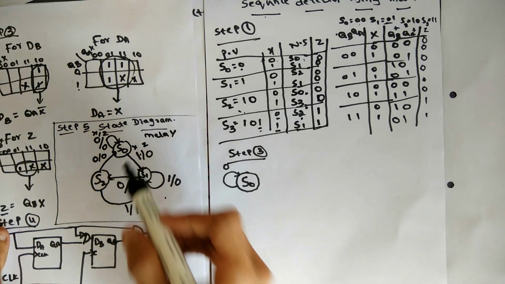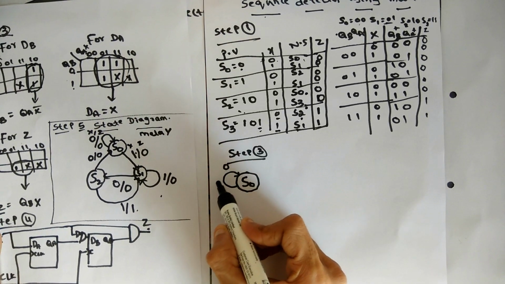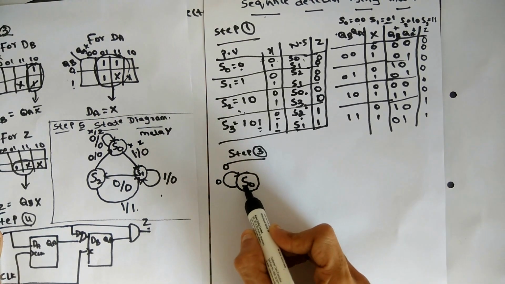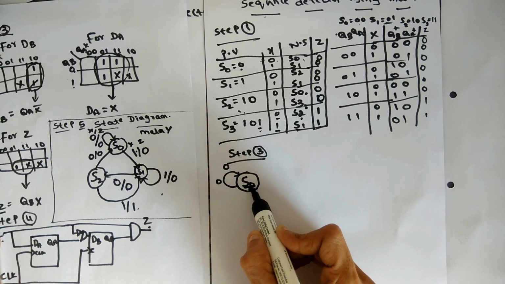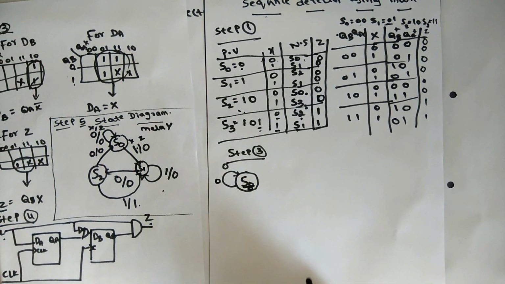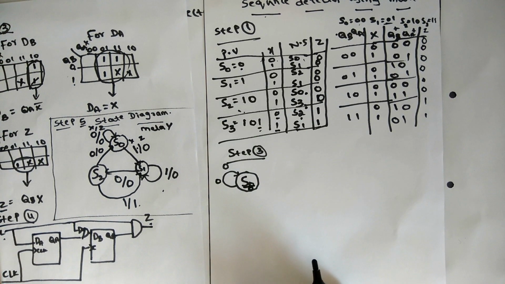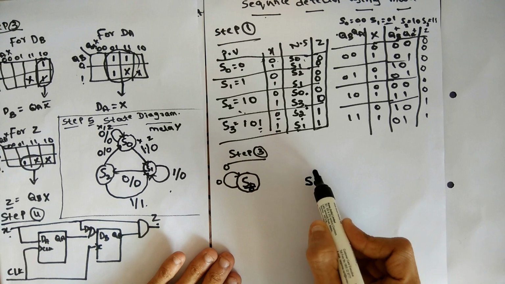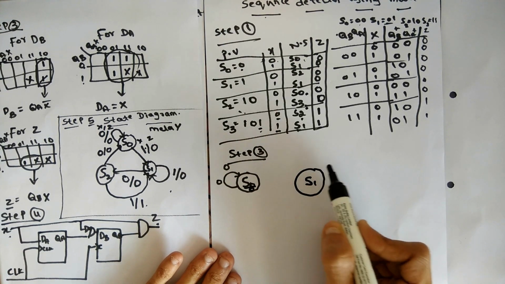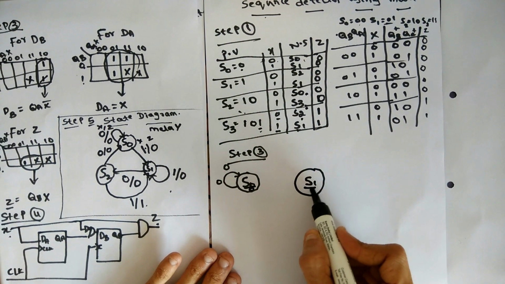Instead of this, here we are only taking the X value, that is nothing but 0, and the Z value we take in the circle only, and that is Z is 0, so make it 0. Similar way we can take for S1 also. So S1 will take somewhere here. So S1 output is 0, so make it 0.